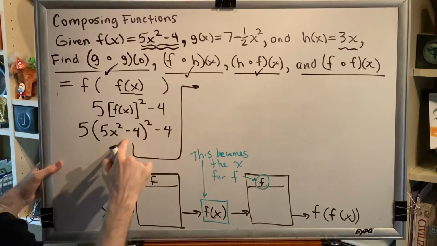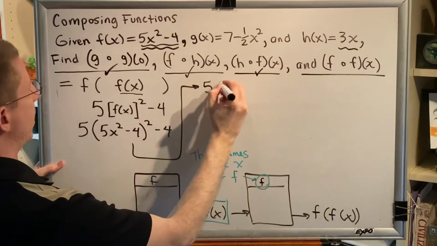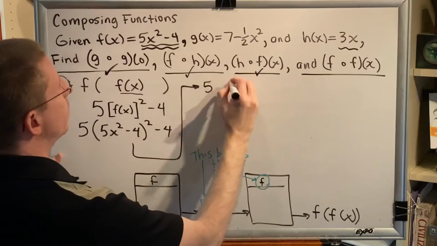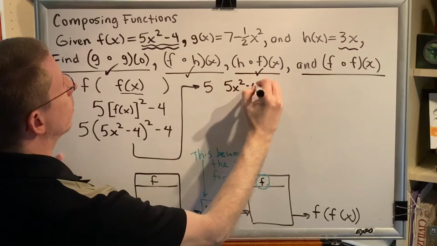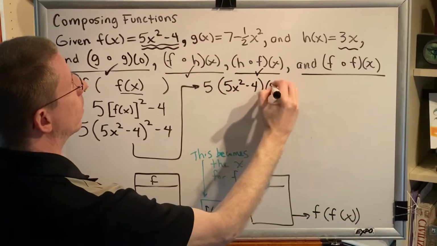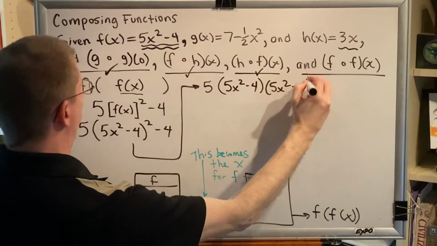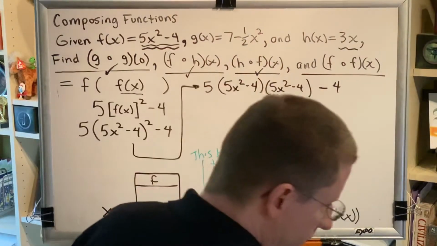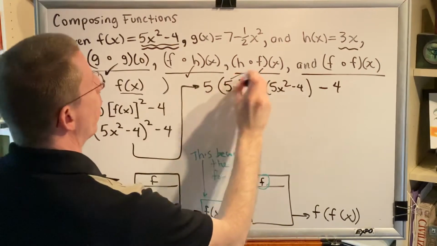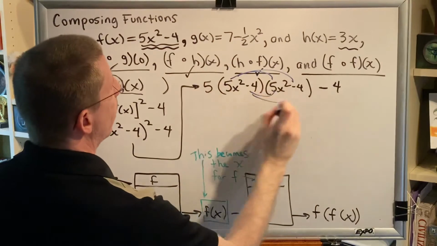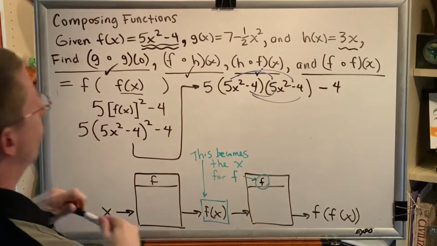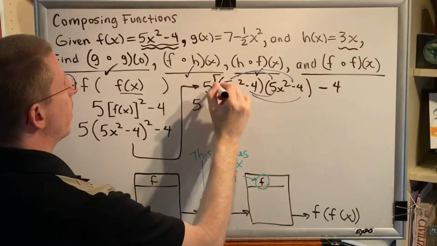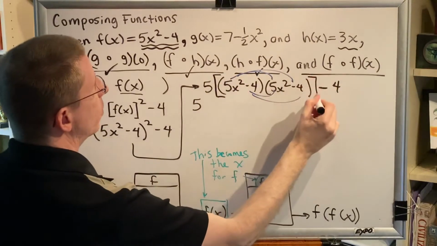An exponent tells me how many times to multiply a base by itself. So I need to do 5x squared minus 4 times itself. I'll use FOIL to achieve this. So that and that and that and that will all be multiplied. So I'll have 5 times. I'm going to put some brackets around this because order of operations tells me that I should do that first.